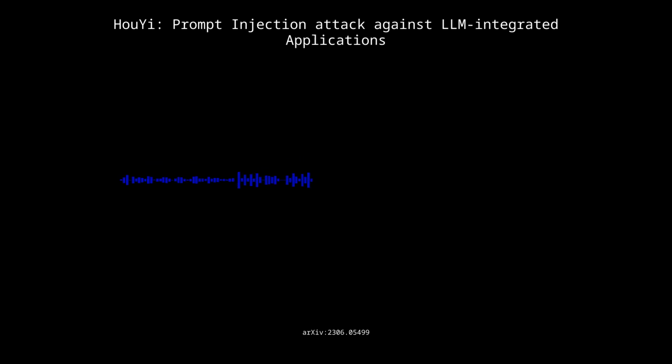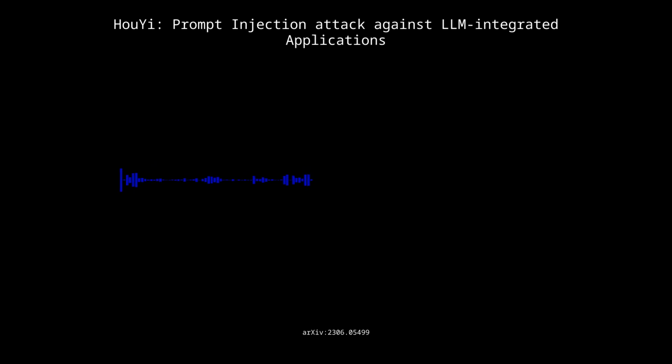And to make things even more concerning, HouYi has a feedback loop built in, meaning it learns from each attack and gets better over time. So it's constantly evolving and getting better at bypassing defenses. It's starting to sound like something out of a sci-fi thriller, where the AI becomes self-aware and turns against us. But on a more serious note, how effective is HouYi in real-world scenarios? That's where things get really interesting.